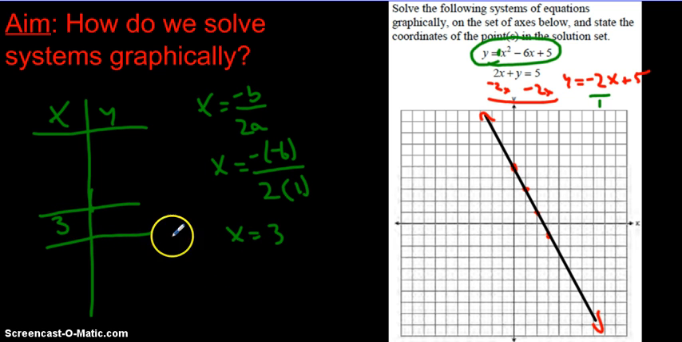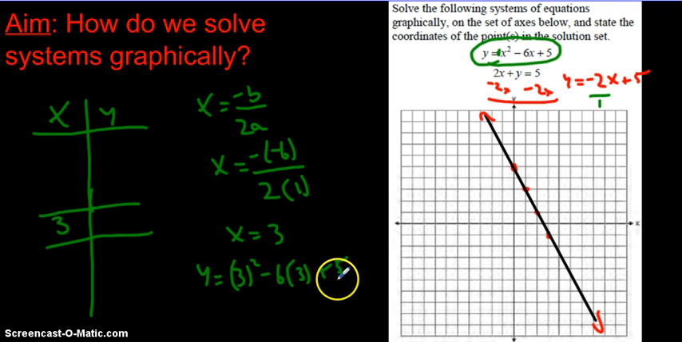To find out what the vertex is, we plug in 3. So that's 3 squared minus 6 times 3 plus 5. So that is 9 minus 18, which is negative 9, plus 5, which is negative 4, which is where I made my mistake earlier. I put a positive 4, which is what made me redo the video.